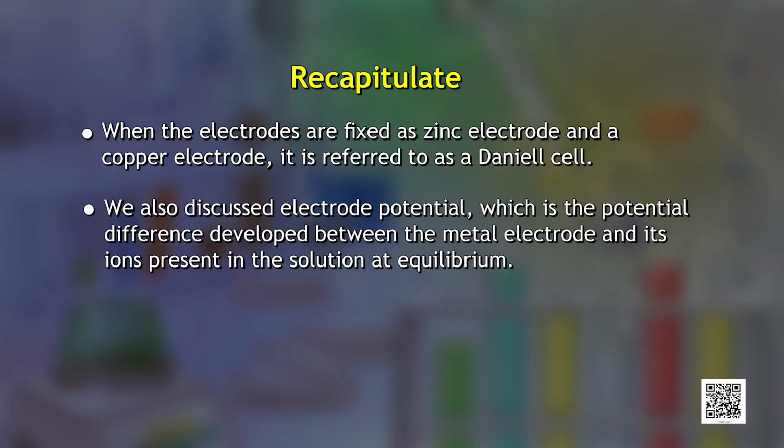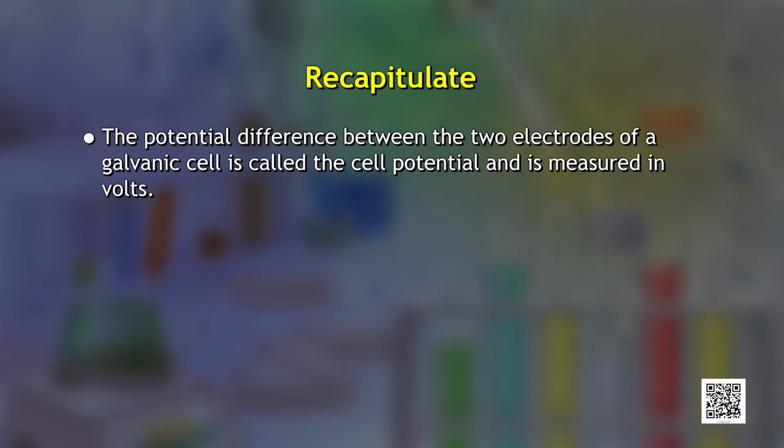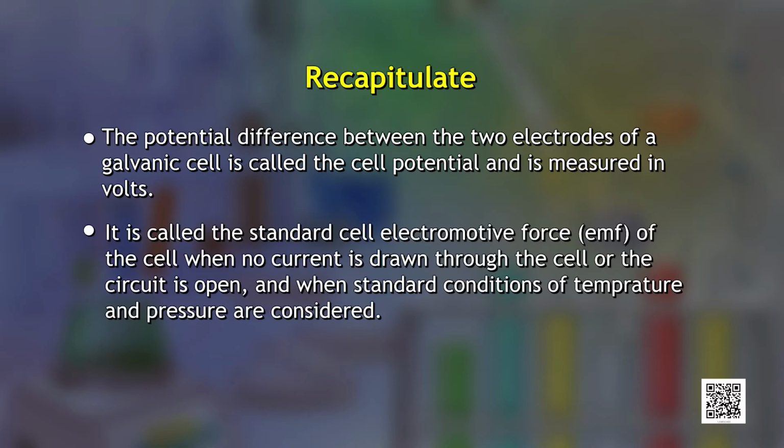We also discussed electrode potential, which is the potential difference developed between the metal electrode and its ions present in the solution at equilibrium. The potential difference between the two electrodes of a galvanic cell is called the cell potential and is measured in volts. It is called the standard cell electromotive force of the cell when no current is drawn through the cell, or the circuit is open and when standard conditions of temperature and pressure are considered. According to IUPAC convention, standard reduction potentials are now called standard electrode potentials.